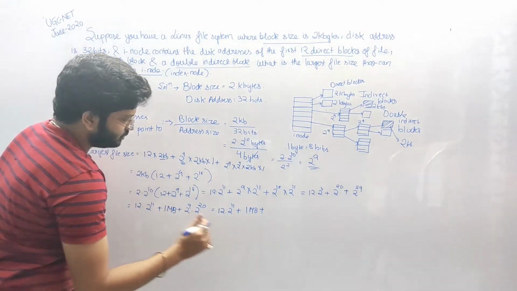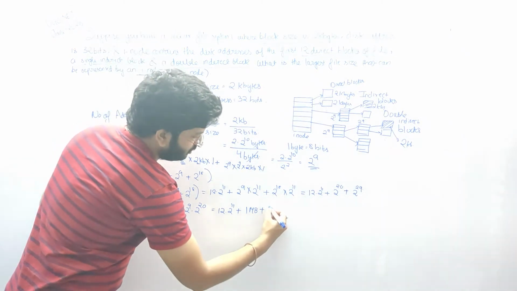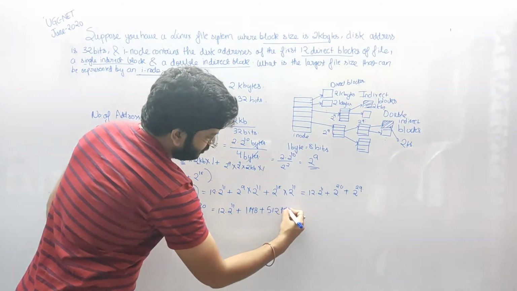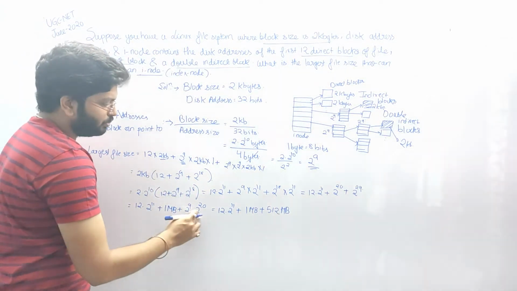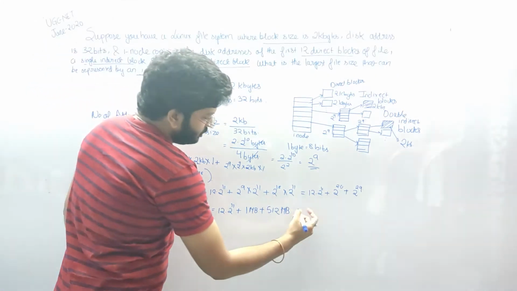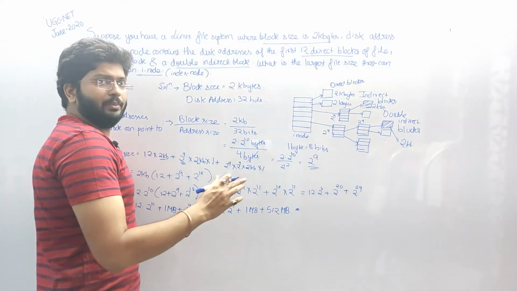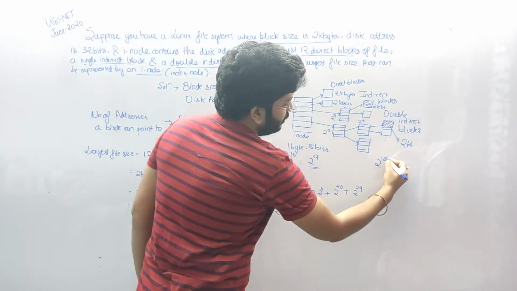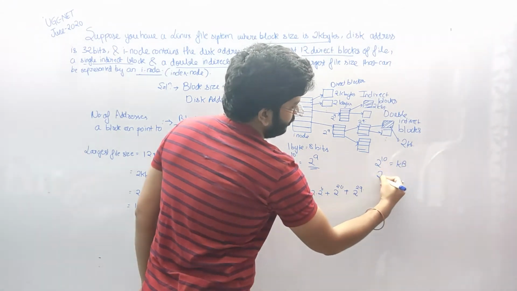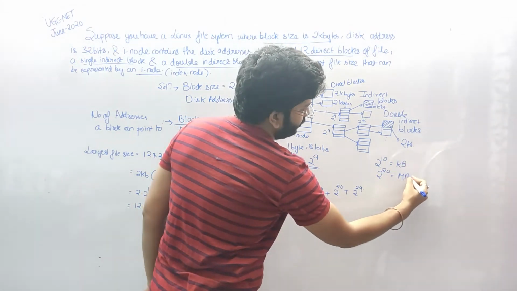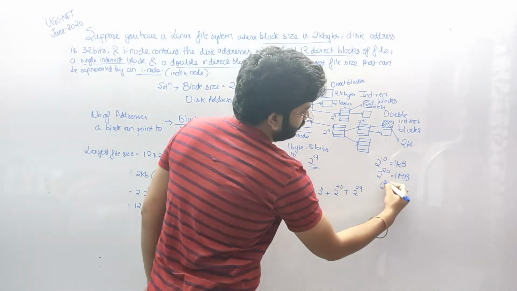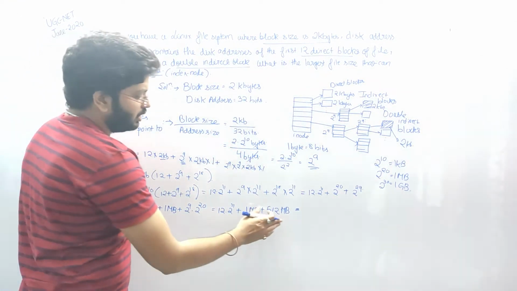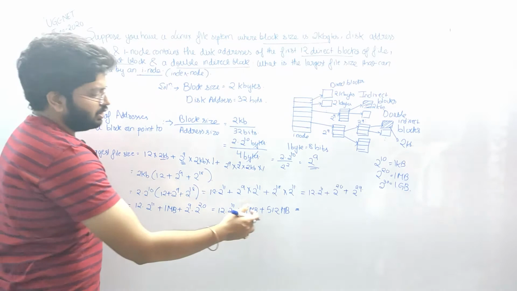So again 12 into 2 power 11 plus 1 MB plus 2 power 9, which is 512, into 2 power 20, which is MB. So now you have to remember these conversions. Some conversions you have to remember: 2 power 10 is kilobyte, 2 power 20 is megabyte, 2 power 30 is gigabyte. You have to remember all these for easy calculation of the equations.